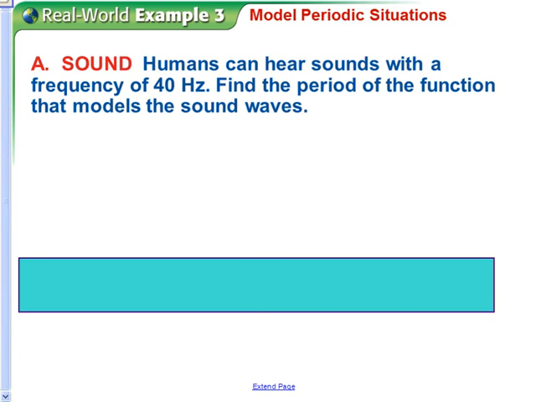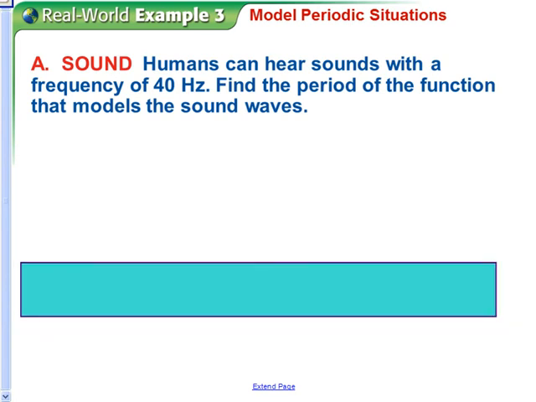All right, so what is the period for this function? Humans can hear the sound with a frequency of 40 Hertz. Find the period of the function that models sound waves. So when we're talking about sound, it's how many times does it vibrate per second. So it can go up and down 40 times in 1 second. So to figure that out, its typical length is 1. So you would take 1 divided by how fast it's going this time. So it's just 1 out of 40. That's our frequency.